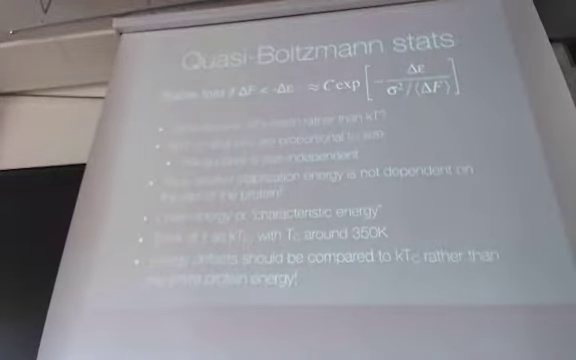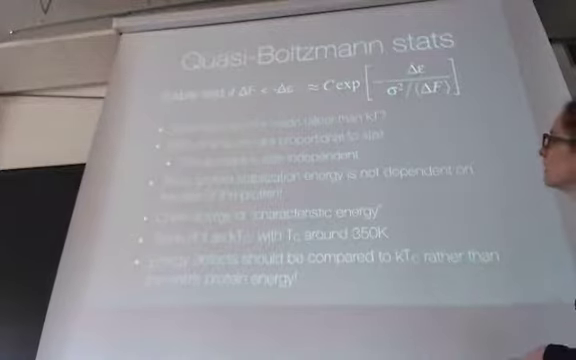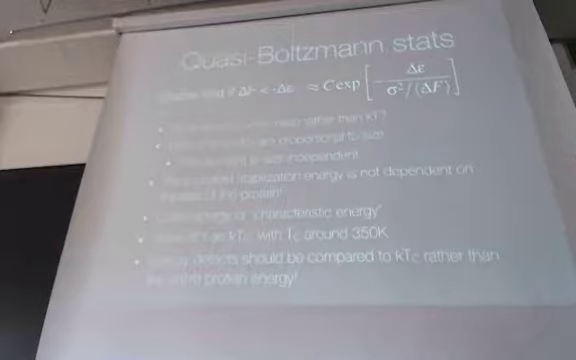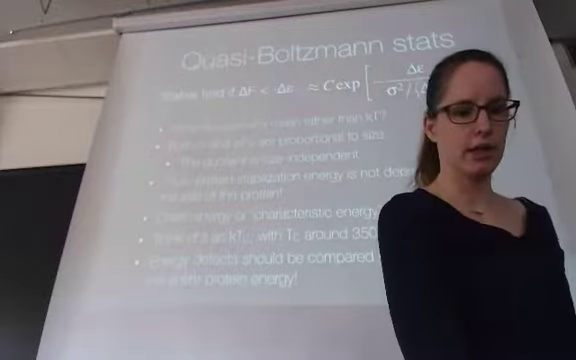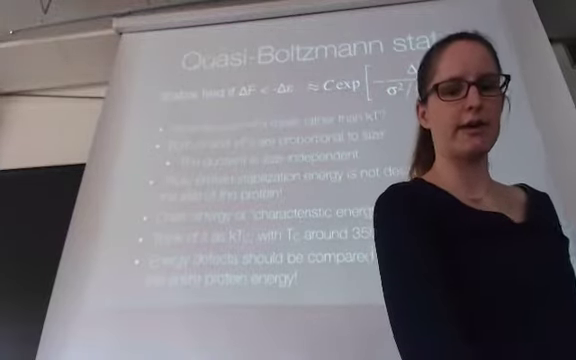So we talk about this for a few minutes. First, what is this sigma squared over F? It replaces kT in the Boltzmann formula, right? So it has a meaning of energy. We can call it characteristic energy.